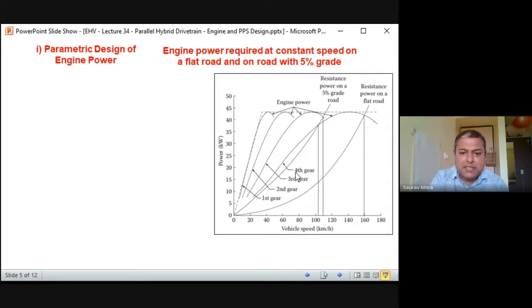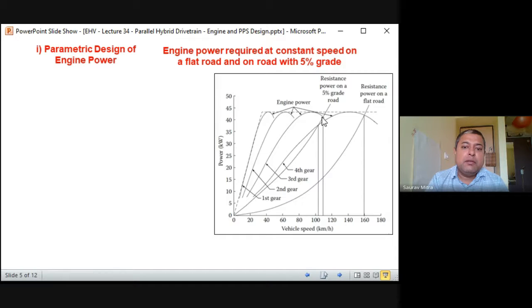The same line is cutting the third gear line at 110. So this is that 110 line. Below this was 103. This is the fourth gear cutting line by the 5% grade road, and at the top this point is 110, which is the cutting point between the 5% grade road power requirement and the third gear. That means if we are driving on the 5% grade road, that is the inclination.